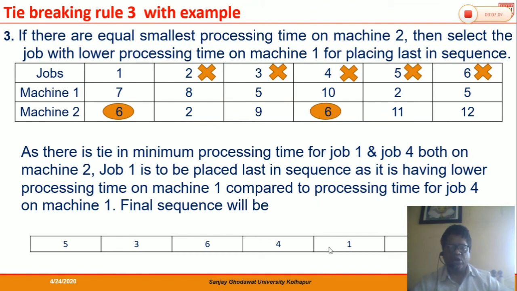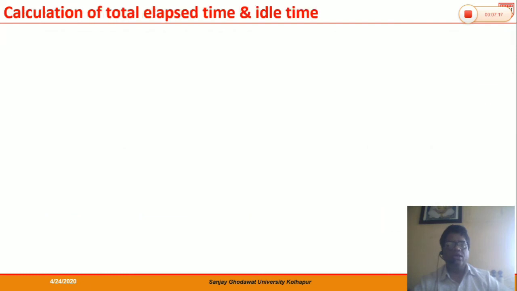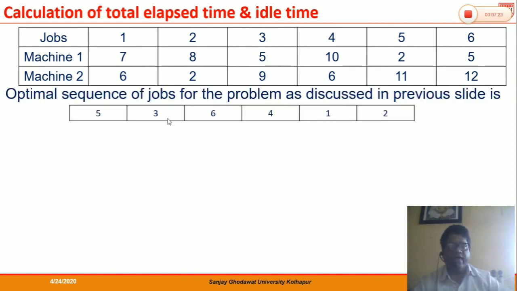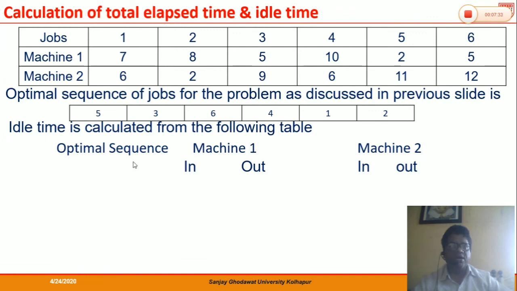So we will find job number 1 is kept last in sequence, and then we have kept job number 4. After doing this, we now have to decide what is the total elapsed time for all these jobs. So these are the 6 jobs. We have solved this example and we found that this is the optimal sequence. But what is the total elapsed time, and what is the idle time for each machine? For that we have to prepare the chart, and from this we can prepare the Gantt chart also.